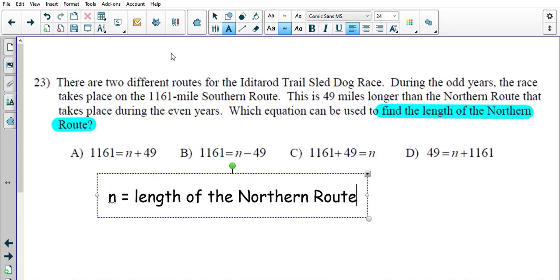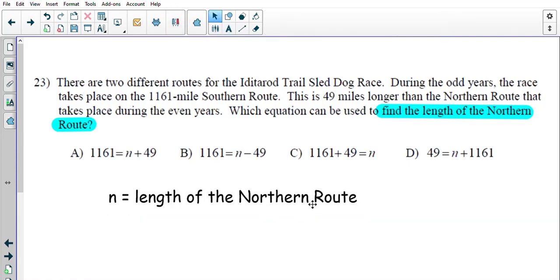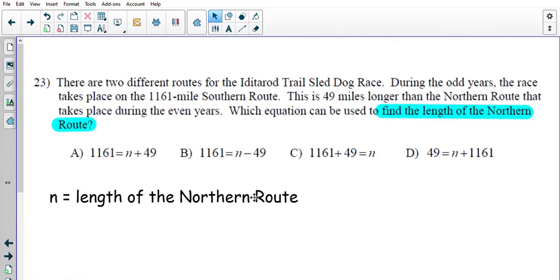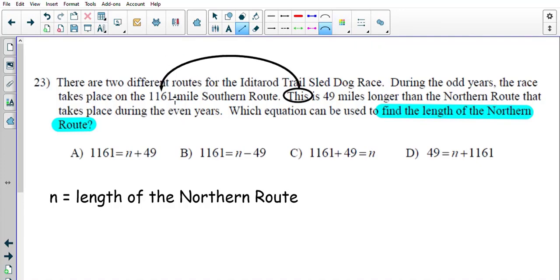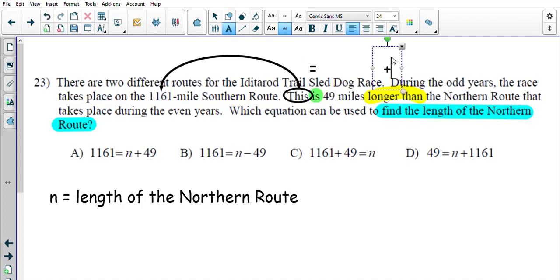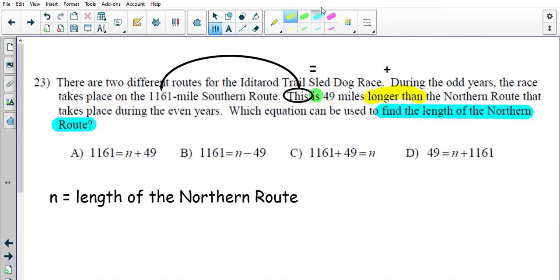All right, let's go back to this problem. It says, during the odd years, the race takes place on the 1,161-mile southern route. So 1,161 represents our equal sign, so it's going to go right here. 49 miles longer than. Hopefully we recognize that longer than means addition. The northern route is our unknown. We don't know the length of the northern route, so this is our variable n.